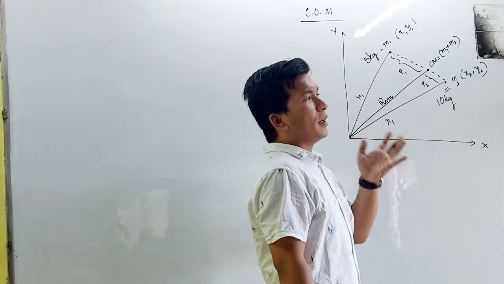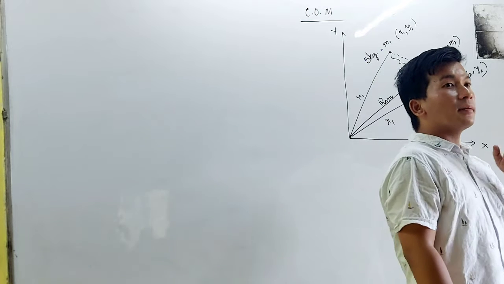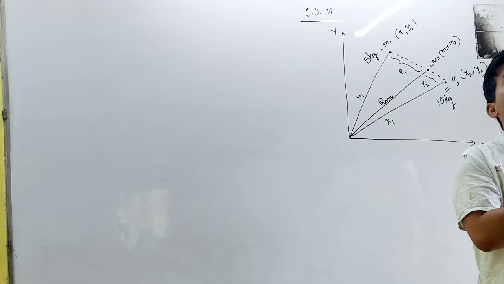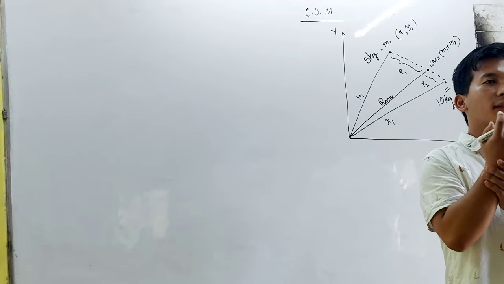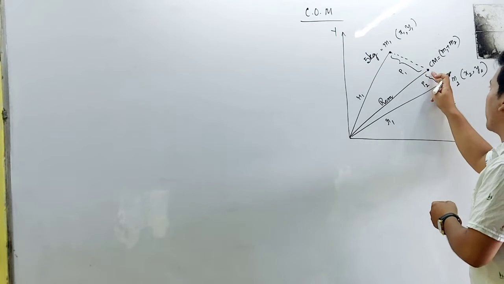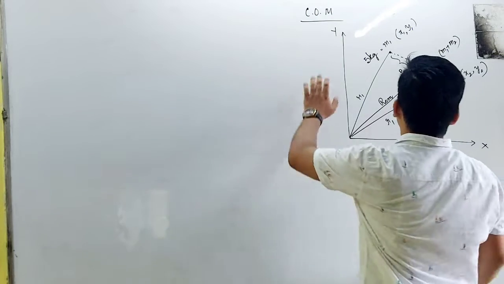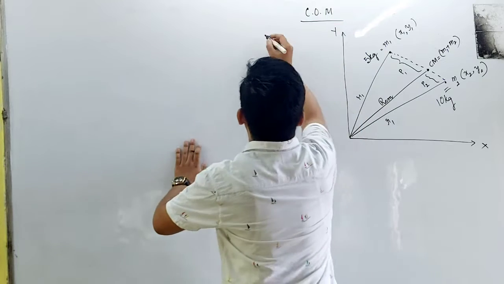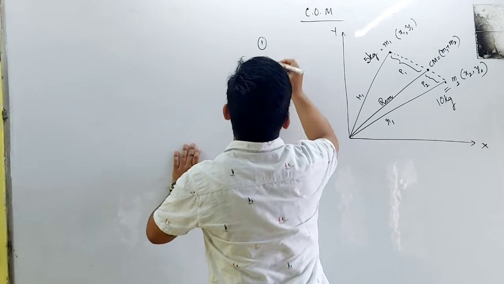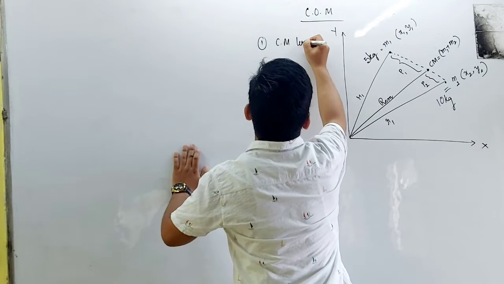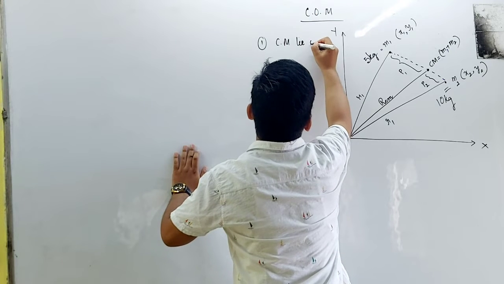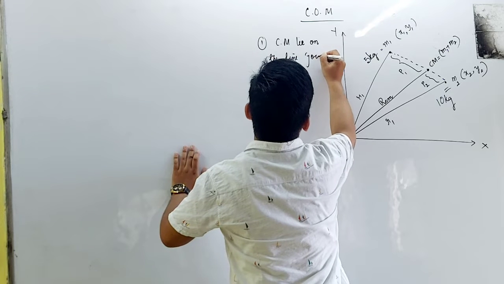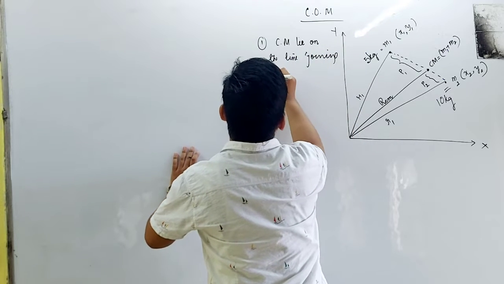Now, according to our concept, will the center of mass be near the lighter or the heavier mass? Heavier. That is point number 1. Point number 1: the center of mass lies on the line joining the two particles.